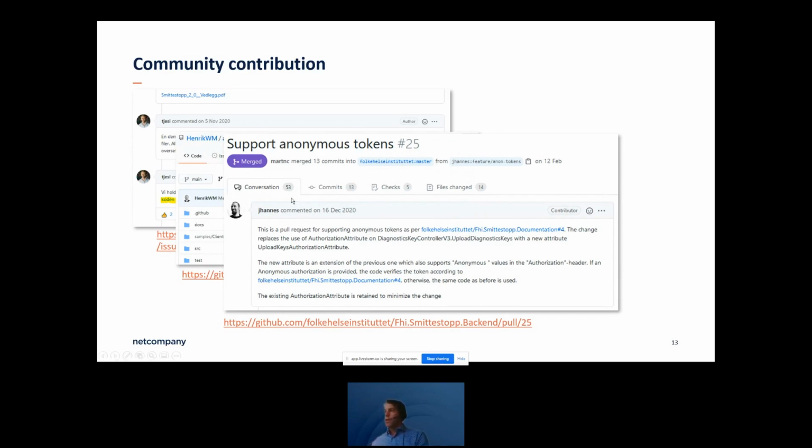As you can see, conversations, 53 comments, and 13 commits. May not be a lot, but there was a really positive and constructive discussion when this was first added as a potential security improvement. So if you want to dive into how this came about historically, this is where you want to go: the conversation in the support anonymous tokens pull request 25 in the backend repository. It's all in English, I believe, and you should be able to follow along.